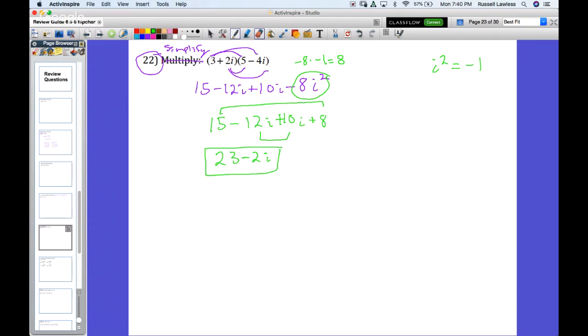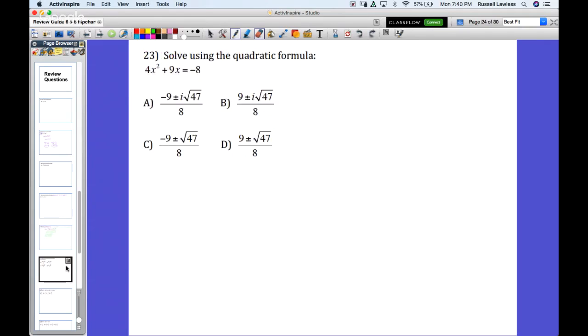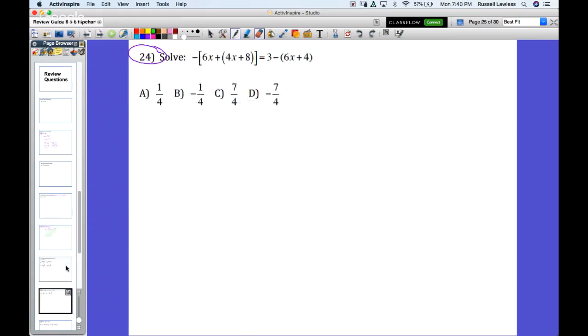And that's in standard form, which is good for us. I like standard form. Let's keep going. I'm kind of getting tired, so I'm rushing through these. And you're welcome, Abby, no problem.